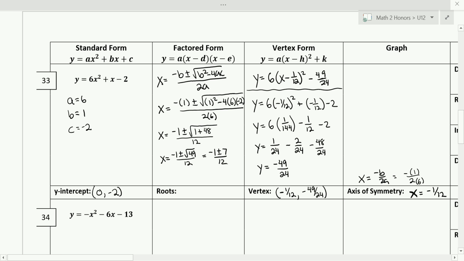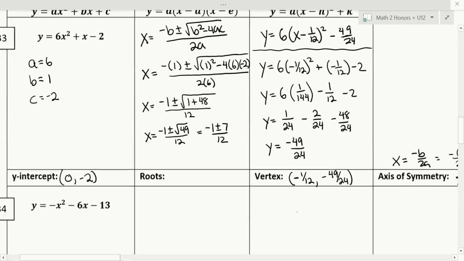All right, so on this one, you guys can back up, but take a look at this. So you're going to end up splitting it up. You get -1 plus 7 over 12 and -1 minus 7 over 12.